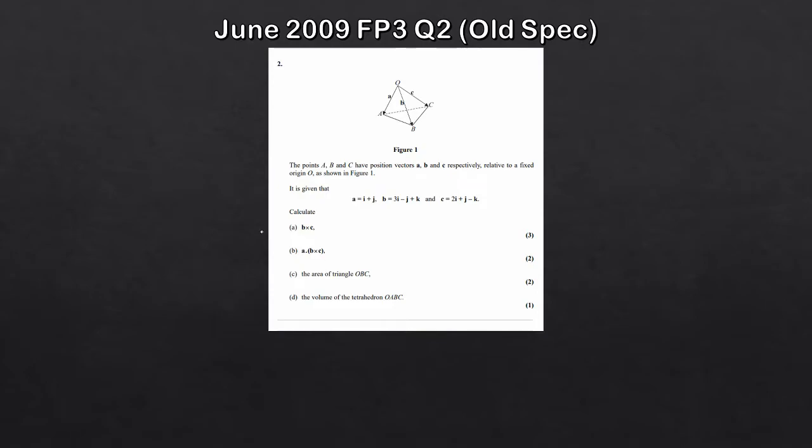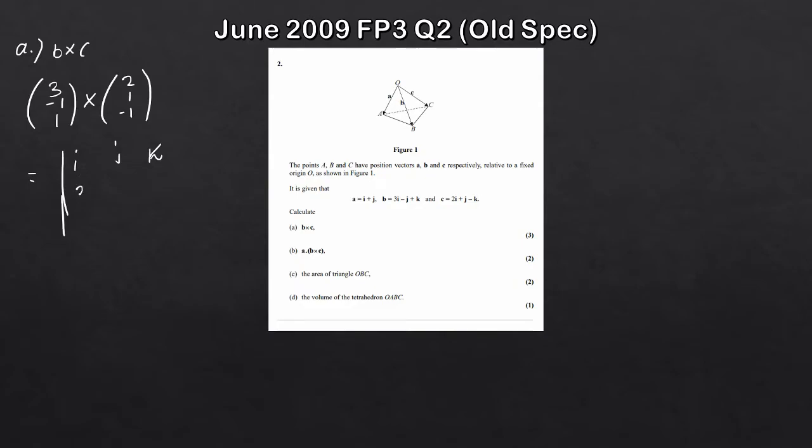So let's just work out the cross product first. So B crossed with C. Well, B is 3i minus j plus k. And C is 2i plus j minus k. So what I'm actually doing here is (3, minus 1, 1) crossed with (2, 1, minus 1). Okay. Well, if we cross these, again, setting up our determinant here, it's going to be i, j, k, 3, minus 1 and 1, 2, 1, and minus 1 there.